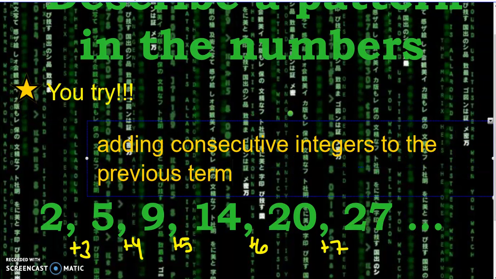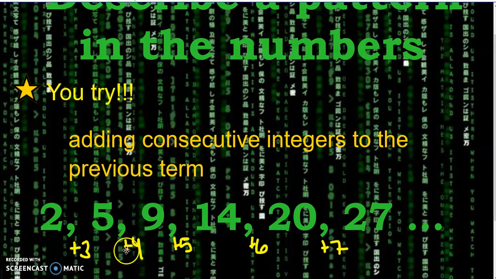We don't want to say we're adding 1 each time because we're not adding 1 each time. We're actually adding 3 and then adding 4, adding 5, and so on. And that's what a consecutive integer is.